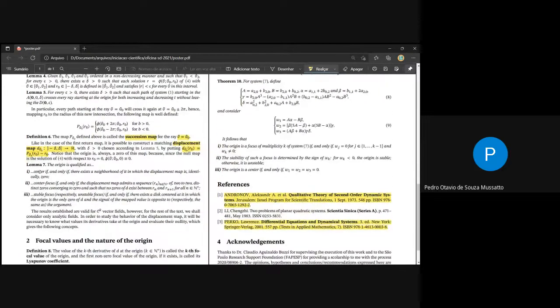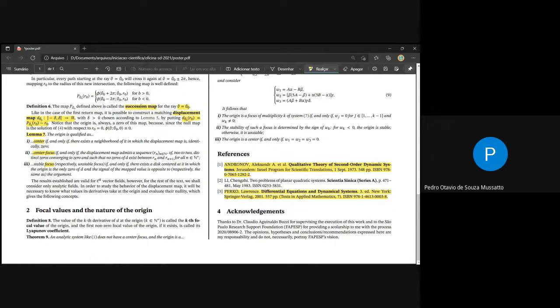And this is the map that we're going to use to get the behavior of the origin, as can be seen in Lemma 7, where each of the three behaviors is linked to the number and nature of the displacement map's roots. This can be better studied if we know what values the derivatives of such a map take at the origin. These values of the derivatives are what are called the focal values.